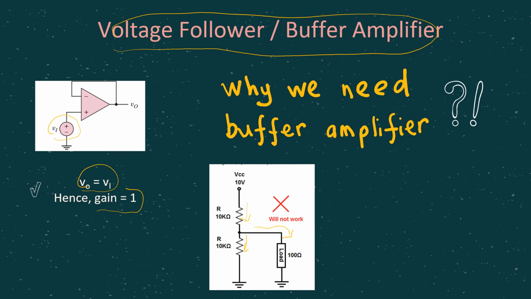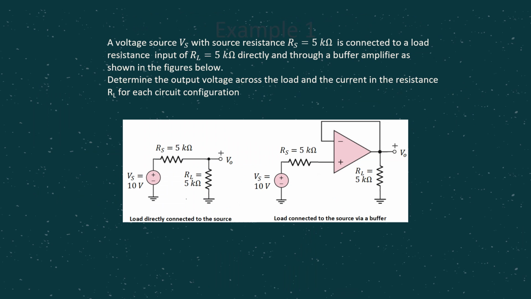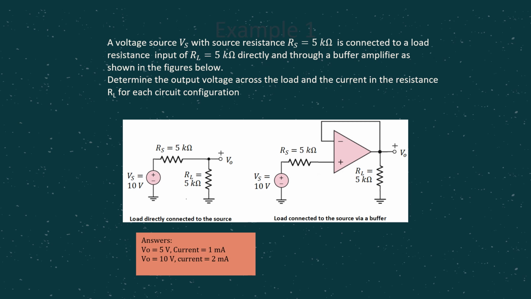Let's see the same circuit, but just before the load we insert an op-amp. By having this, we can ensure that we are going to get enough voltage at the load. That's the purpose of having this buffer amplifier. You can see this example for you to better understand the buffer amplifier. So it's about the same thing that I mentioned just now.